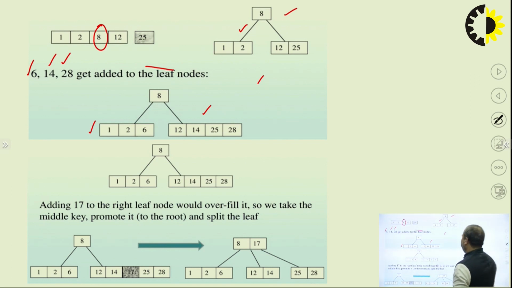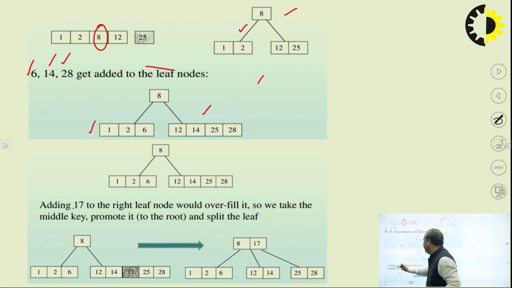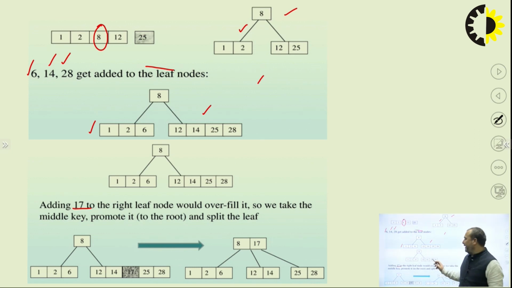Then we will have 17, where it will go. Adding 17, next node is 17. 17 will be inserted. 17 is greater than 8, so it will be the right child of 8, and where it fits: 12, 14, means between 14 and 25. 17 will go there. But this node is at its full position.